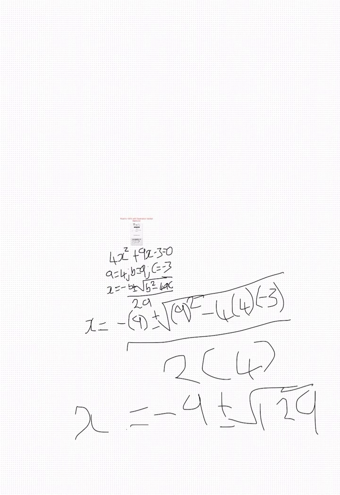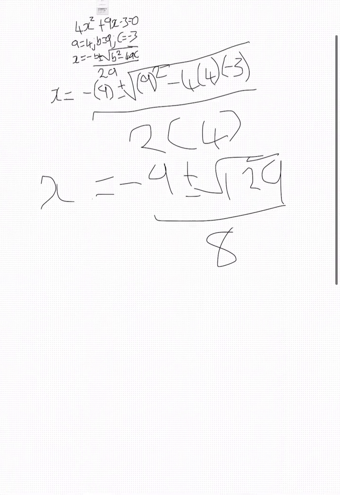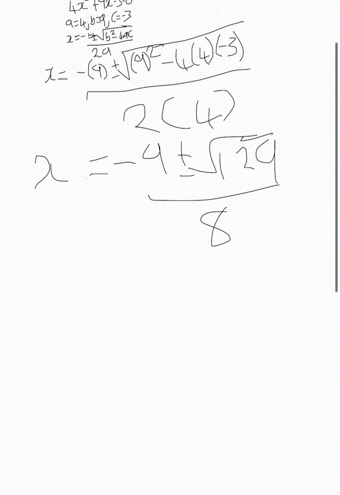Square root of 129, all over, what's your value here? It should be 8, no? Okay, cool. Let's move up our page because we're at the bottom of the page now. Okay, cool.